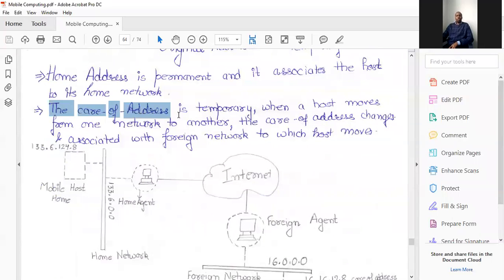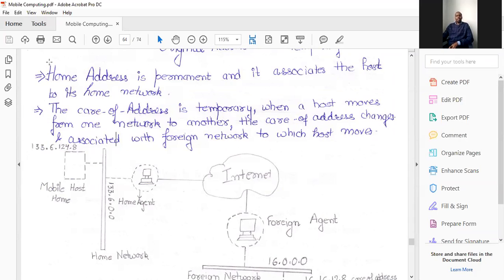Then there is the care of address, COA. The care of address, not core, but the care of address. Now the COA is a temporary address which changes when a host moves from one network to another. The care of address changes and is associated with foreign networks to which the host moves.